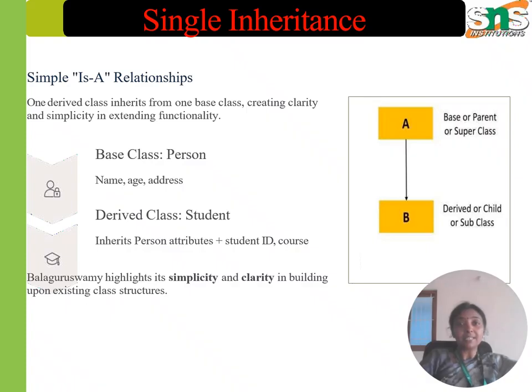The first one is single inheritance. Single inheritance means one base class and one derived class. Here, one derived class inherits from one base class, creating clarity and simplicity in extending functionality. Here the base class is person, with name, age, address, etc. The derived class is student, which inherits person attributes and adds student ID, course, etc.